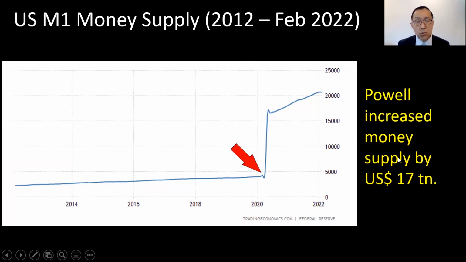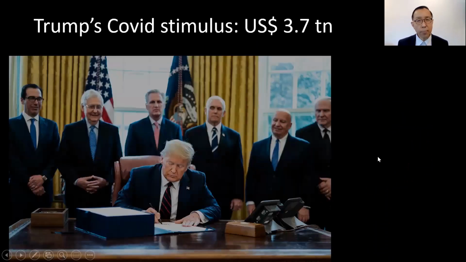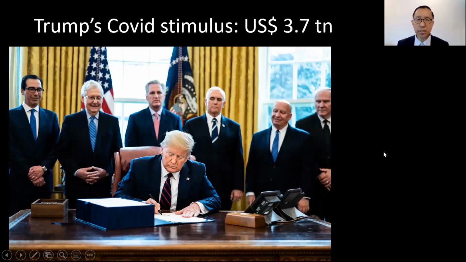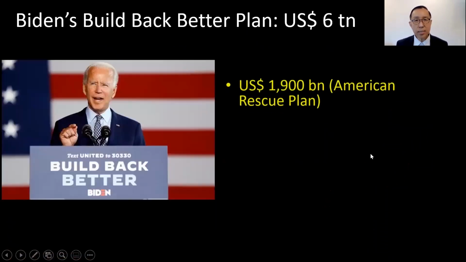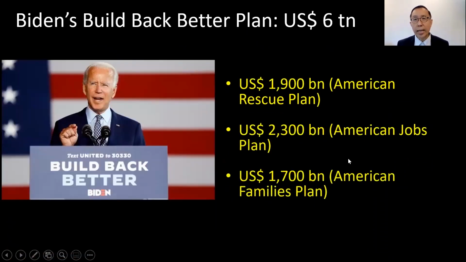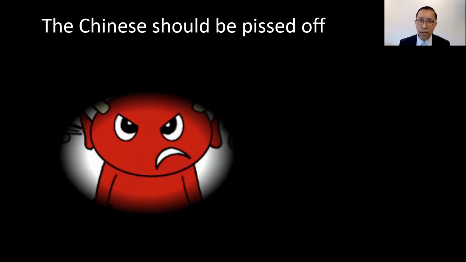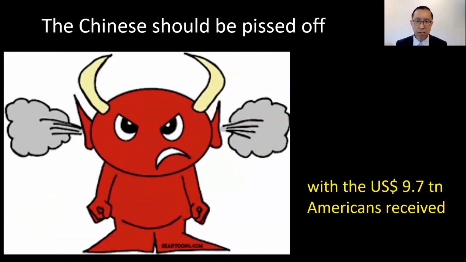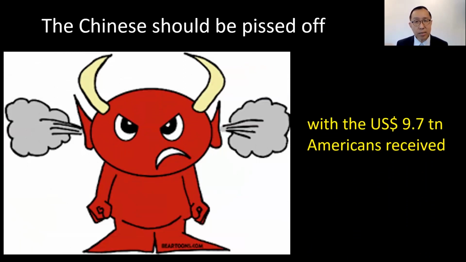Where did all this money go to? Well, Trump handed out 3.7 trillion. Joe Biden is going to finish handing out another $6 trillion for a total of $9.7 trillion over a 2-year period. Now, if you're a Chinese, you will be pissed off that the Americans are getting $9.7 trillion. Why do I say that?